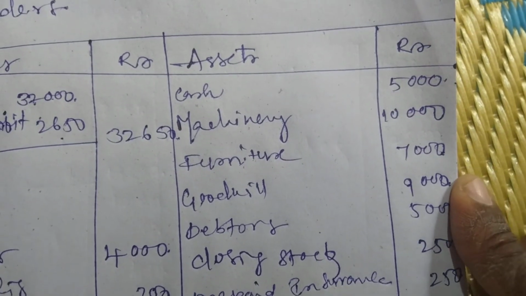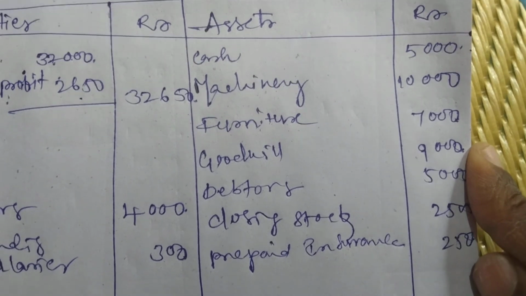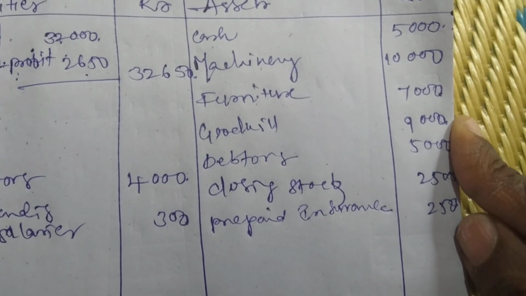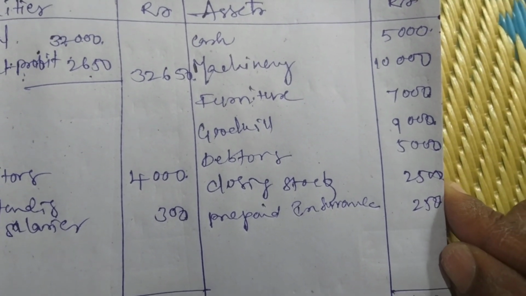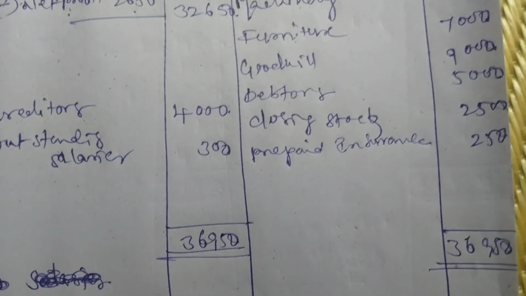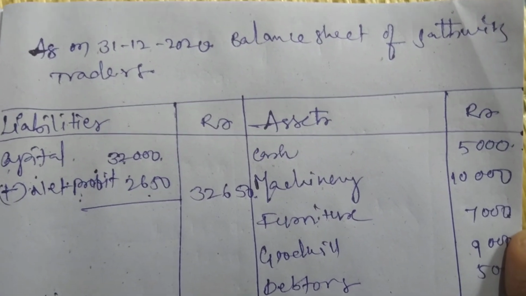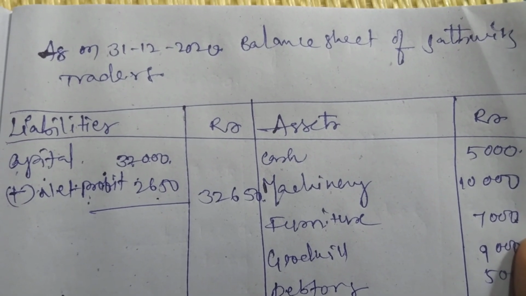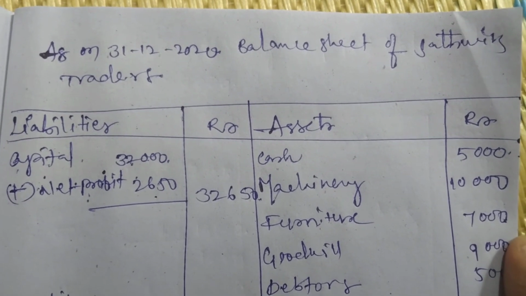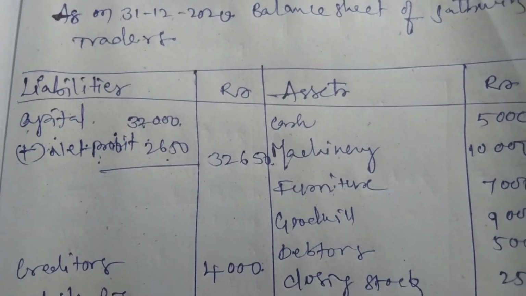So you must observe the cash, furniture, machinery, goodwill, debtors, closing stock, prepaid insurance. So you must watch the total completion of the balance sheet as on 31st December 2020, balance sheet of Satvik Traders. So this is the procedure of the final account.